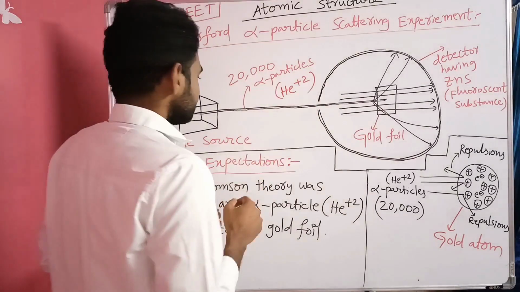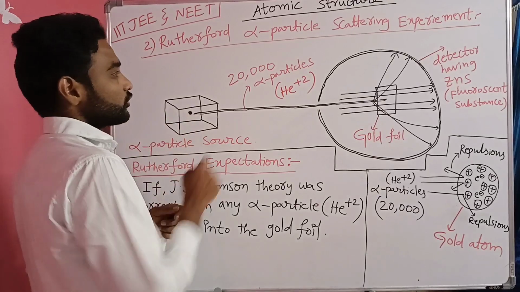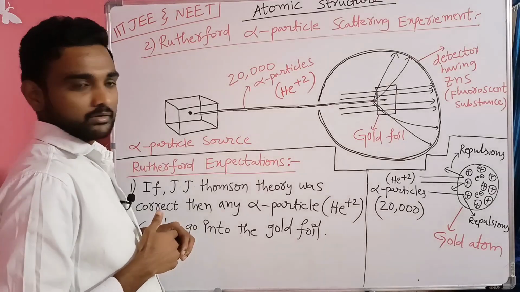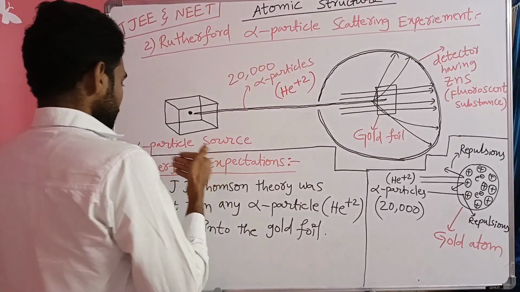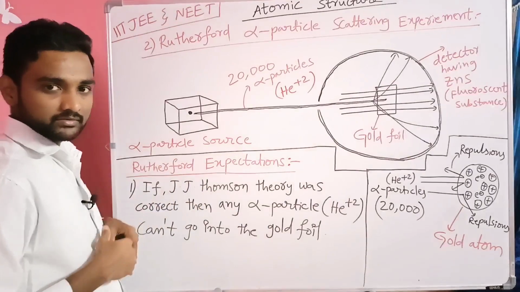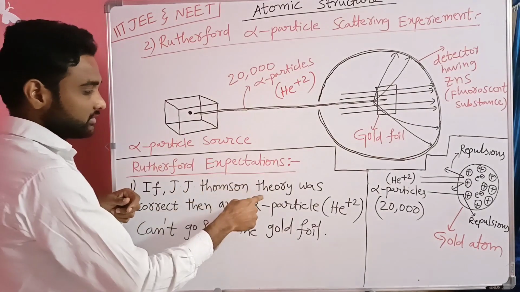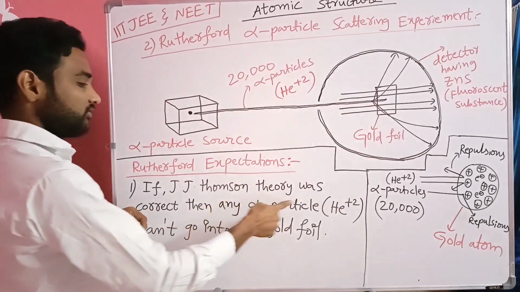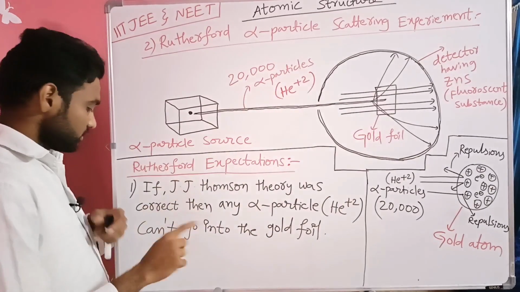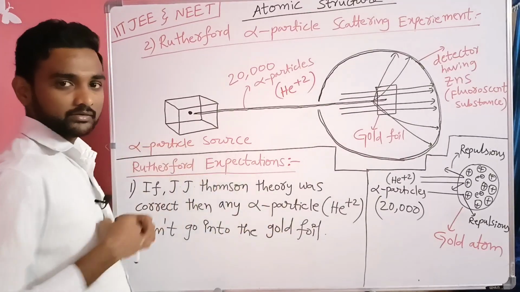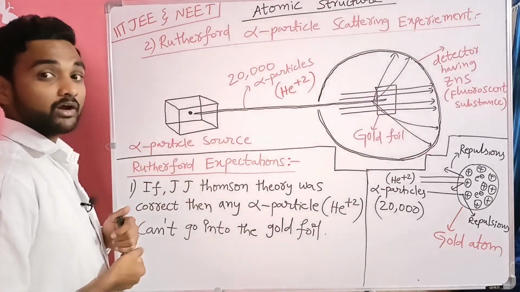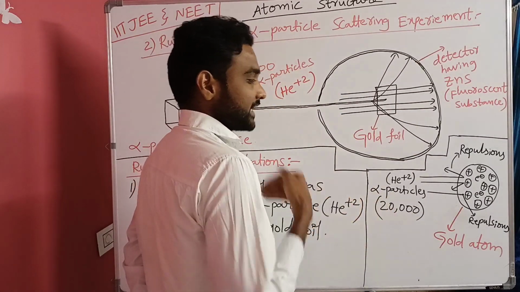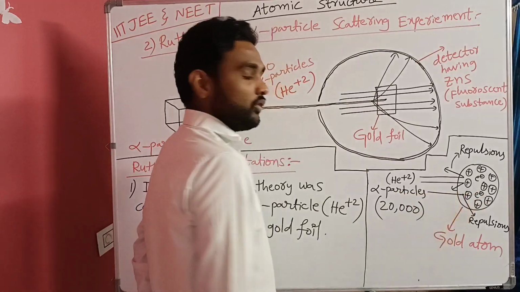Okay. Now here Rutherford sent 20,000 alpha particles onto the gold foil. Rutherford's expectation was this: if J J Thomson's theory was correct, then not even one alpha particle could go into the gold foil. This is the Rutherford expectation. Why can't they go? Because Rutherford is sending 20,000 alpha particles onto the gold foil.